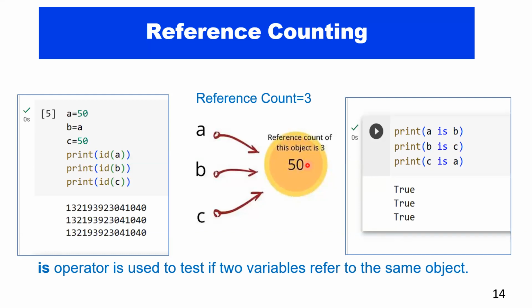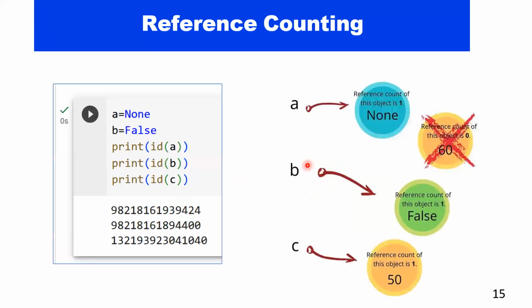So having understood about the reference counting, let us see how the memory is reallocated. Let's say in the previous case, A, B, and C all are referring to the same object whose value is 50. Now let us say we have modified the value of A to None. That means its value is None, and B's value is False. That means it is a Boolean value.